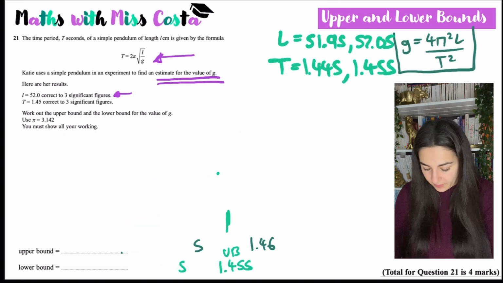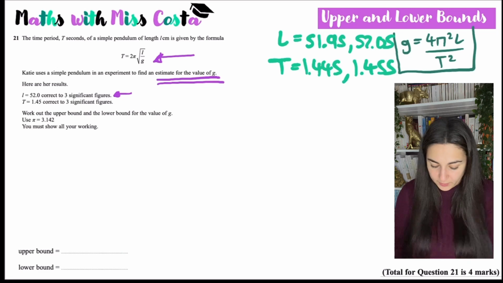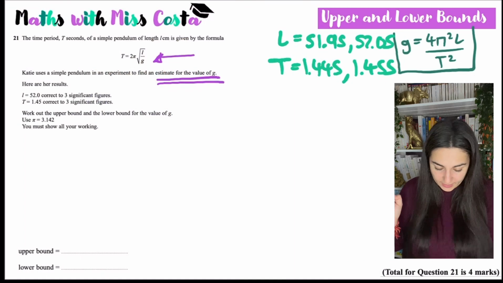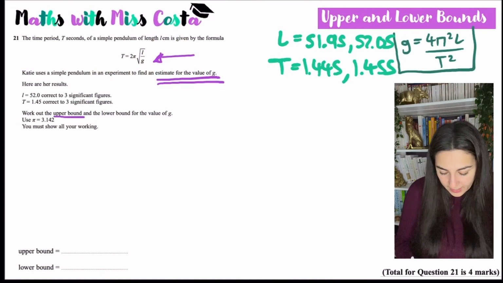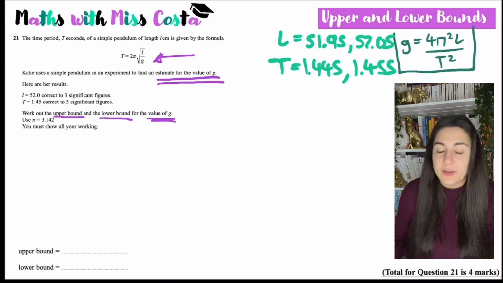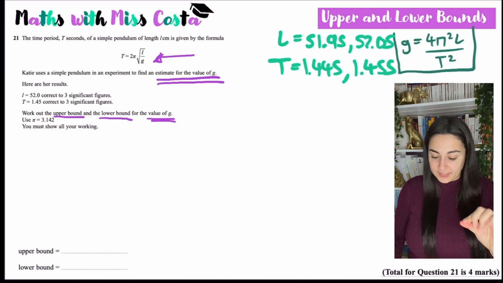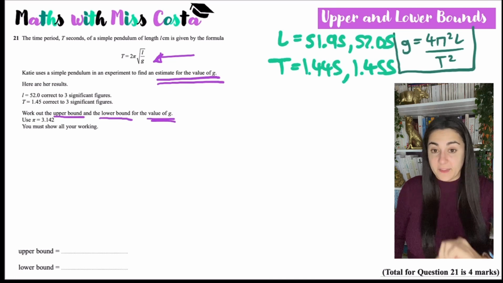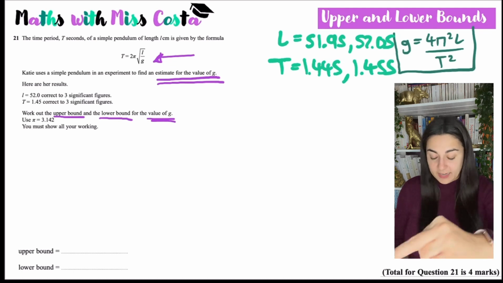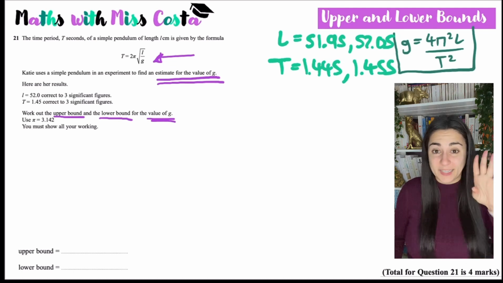So that's our lower and our upper bounds, and that's our rearranged formula. And what we're being asked is to find an estimate for G. So we want to work out the upper bound and the lower bound for the value of G. Now, if this is one of like the first times you're doing a bound question, then what I would recommend is substituting in each and everything. So for instance, substitute in the upper bound of L and divide it by the upper bound of T and then the lower bound of T. Then substitute in the lower bound of L and divide it by the upper bound and the lower bound of T. So essentially you get 4 answers and then you find out which is the smallest and which is the largest.